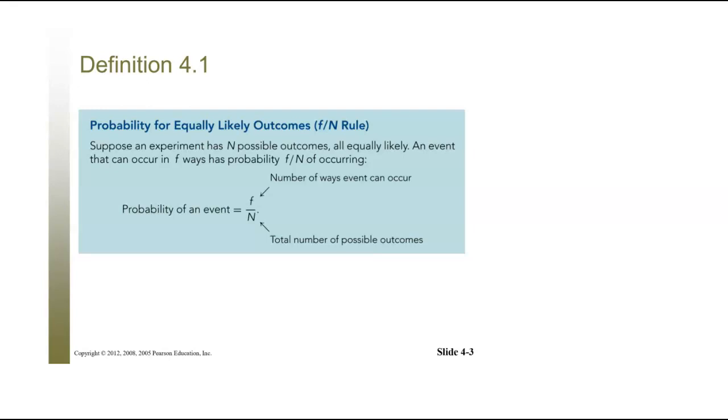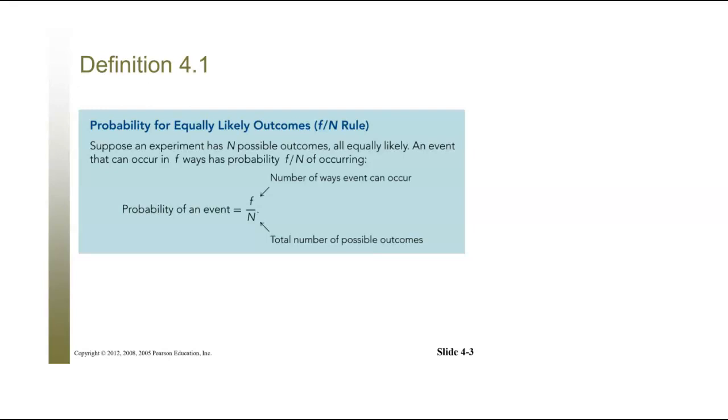So let's suppose an experiment has N possible outcomes. This uppercase N is going to represent what it always represents, the total number of our population. And all are equally likely to occur. An event that can occur in F ways has a probability of F over N. F represents the number of ways the event can occur, and N represents the total number of possible outcomes.